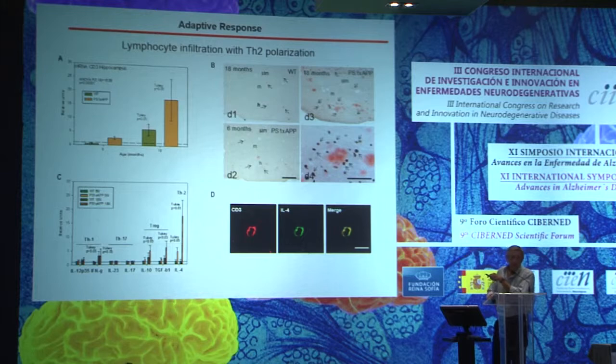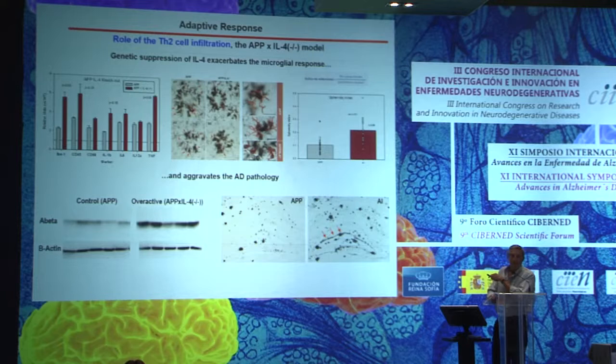TGF-beta1. We tested the role in the models of this infiltration of lymphocytes. To do those experiments, we knocked down the expression of interleukin-4 and crossed the knockdown model with PS1 or with APP transgenic mice. We did expect an increase in the inflammatory reaction, as you can observe here, and also, interestingly, we observed an increase in the AD pathology. We did observe an increase in the A-beta accumulation.